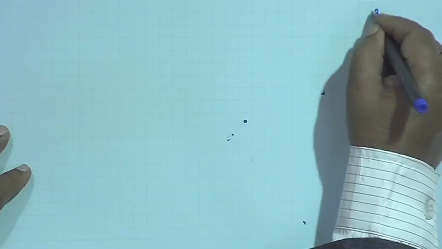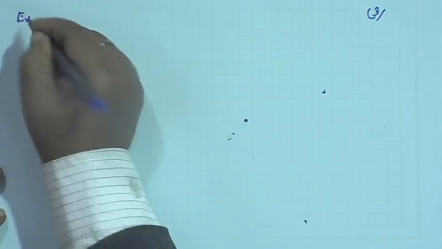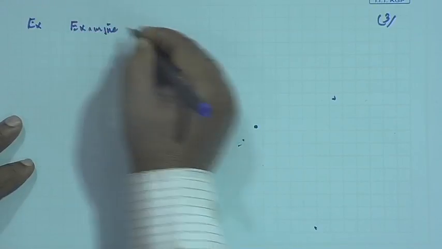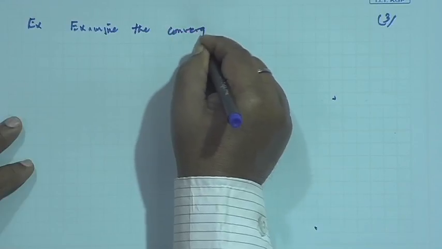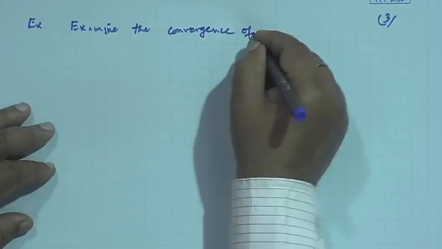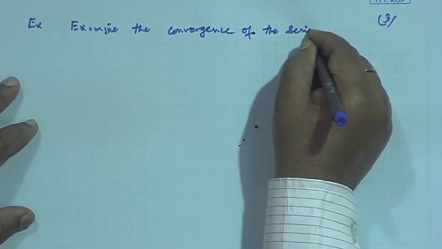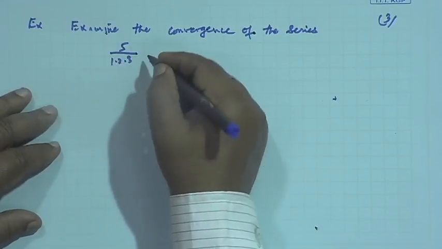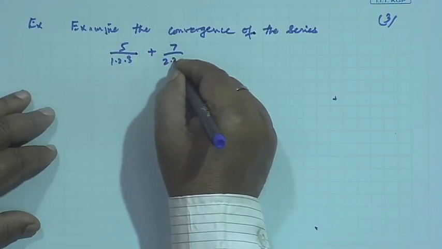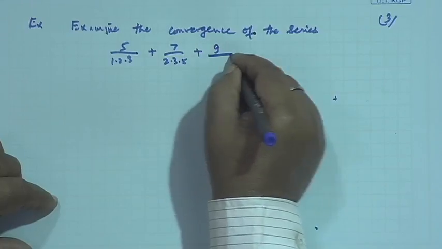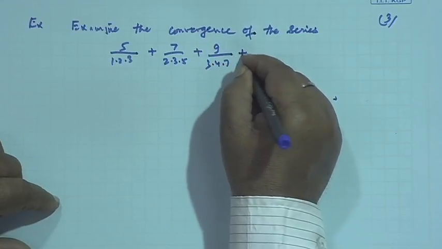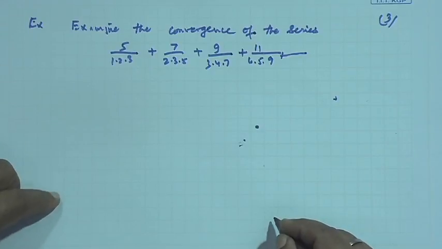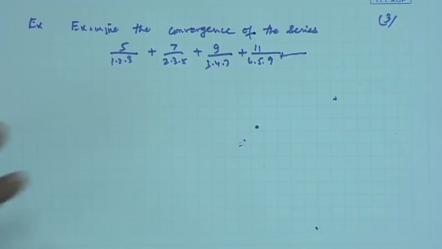Okay. So, the next example, number 3, is to examine the convergence of the series 5 by 1 2 3 plus 7 by 2 3 5 plus 9 by 3 4 7 plus 11 by 4 5 9 and so on. Examine the convergence of this series.